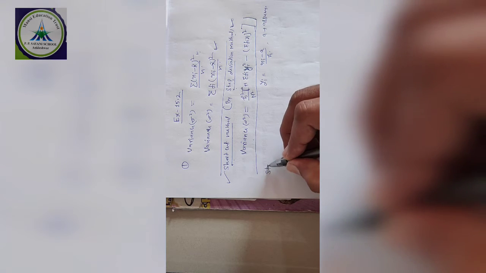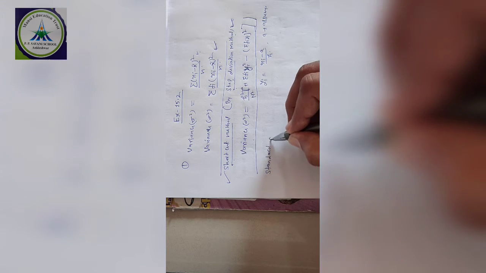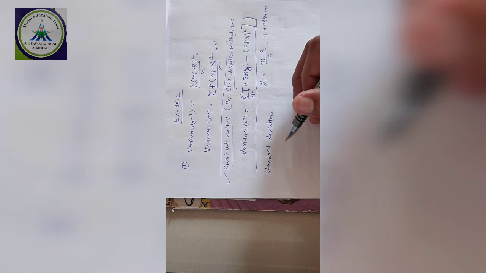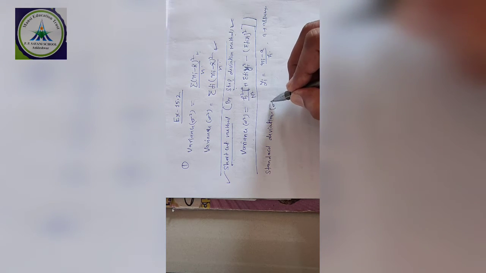So the solution by shortcut method, you can find this, and the standard deviation. Standard deviation is denoted by sigma. This is equal to the square root of sigma square, means the square root of the variance. So find the variance and after that find the standard deviation. This is the formula.